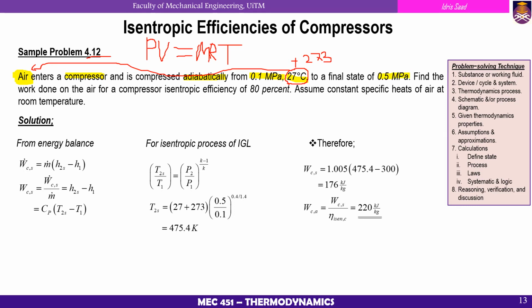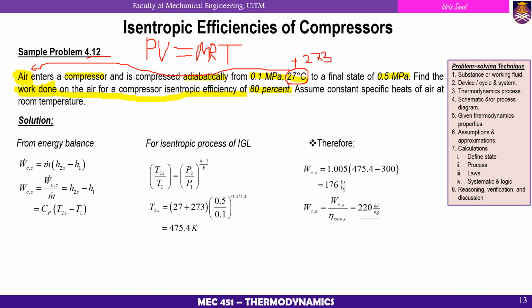The question says to find the work done on the air for a compressor isentropic efficiency of 80%. So the efficiency of this compressor is 80%, and we have to determine the compressor work done. Assume constant specific heat of air at room temperature. Since it says just the work done, please remember this is referring to the actual work.